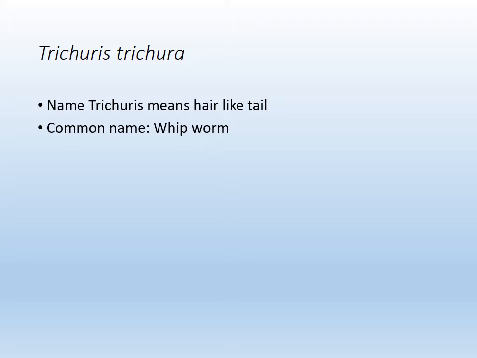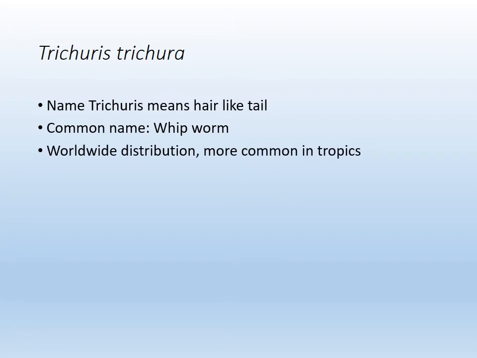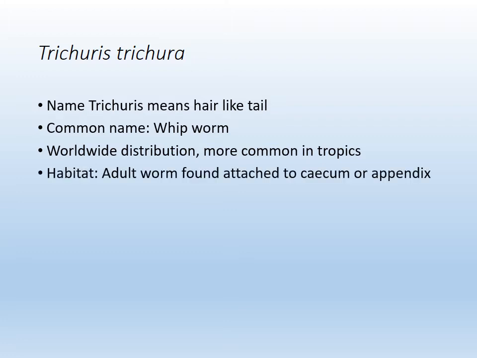The other name, which is the common name of this worm, is whipworm, and it is very appropriate because it looks like a whip. We'll see that in the morphology section. If we see distribution of this worm, it is very common in the tropics, so the Indian subcontinent, Africa, South America, these are the areas where you will find the worm burden significantly high compared to the rest of the world. The habitat of this worm, you will find the adult worm attached to the large intestine, so the cecum and appendix.